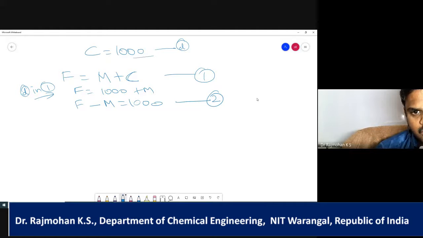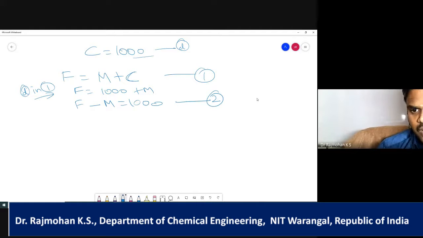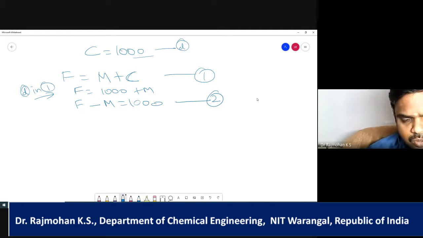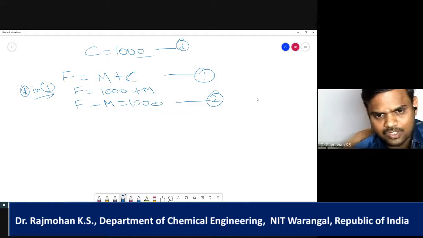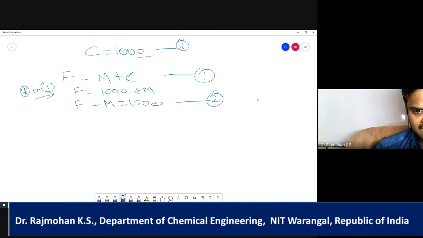Remember, in all these crystallization problems, we will have simultaneous equations in terms of two unknowns, either F and M or F and C. Solving them simultaneously, we will get both values. Same thing we have done in the previous problem. How to get another equation? We have to write the individual material balance. What we have written is the overall material balance. Now we write the individual material balance for the solute.